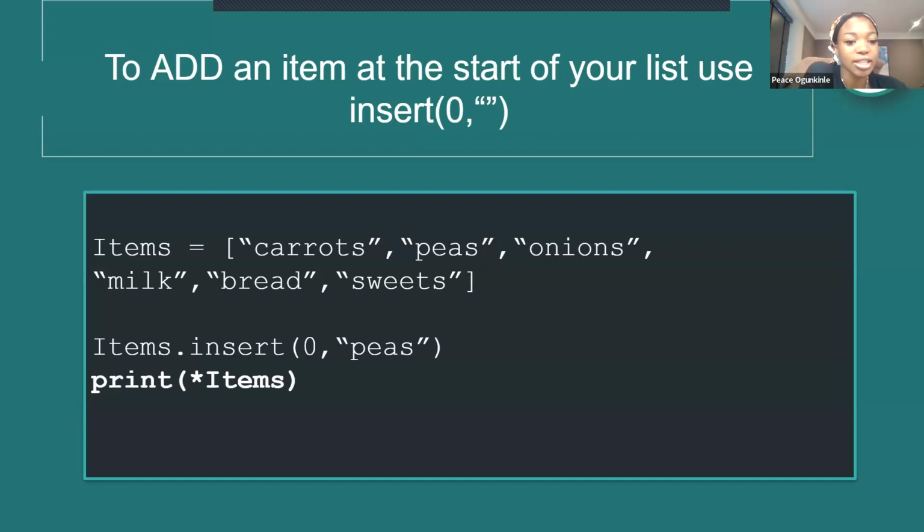So this line here, items dot insert 0, comma, peas, means at the start, which is position 0, put the word peas. So the list is now going to look like peas, carrots. Oh, we already have peas there. But yeah, it would look like peas, carrots, peas, onions, milk, bread, and sweets. So you're just inserting it at the start. Next slide.